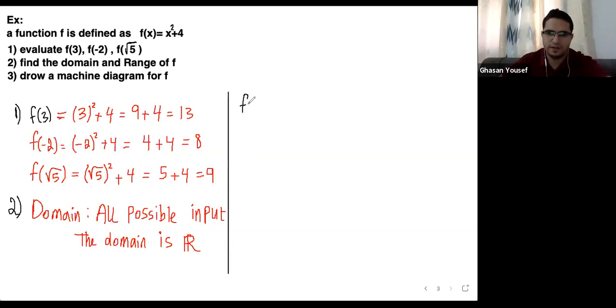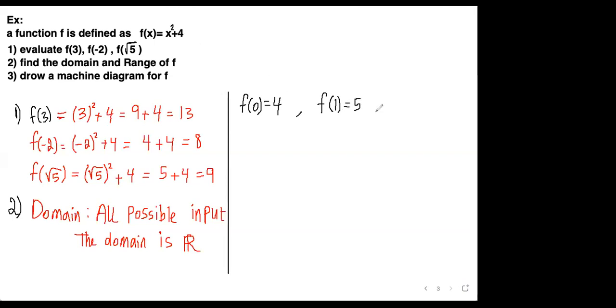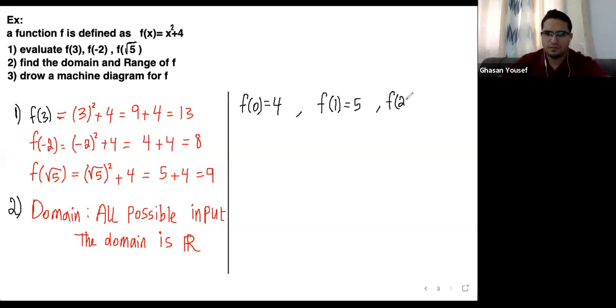So f of 0 here, they give me 4. F of 1, like positive numbers, what do they give me? 1 squared plus 4 is 5, a positive number. Exactly. F of 2, 2 squared is 4, and 4 plus 4 is 8. So it goes up, they give you more positive numbers, 5, 8.